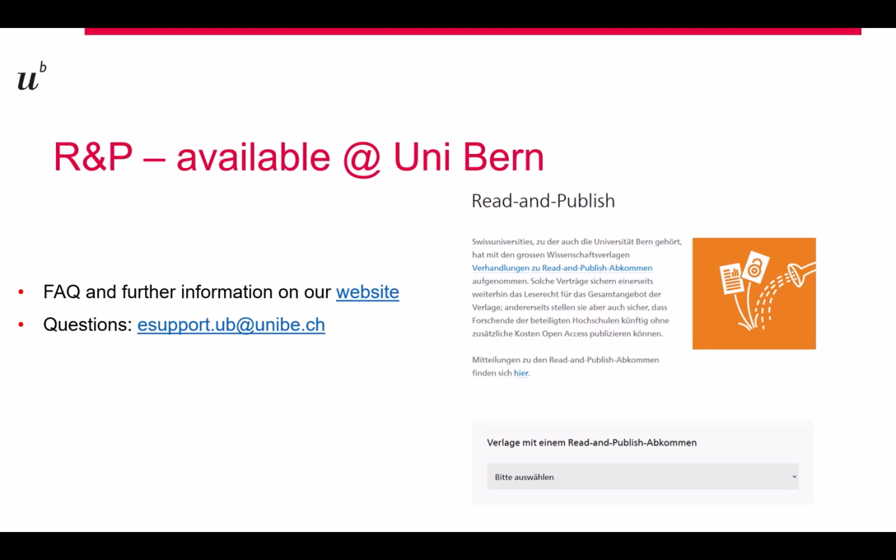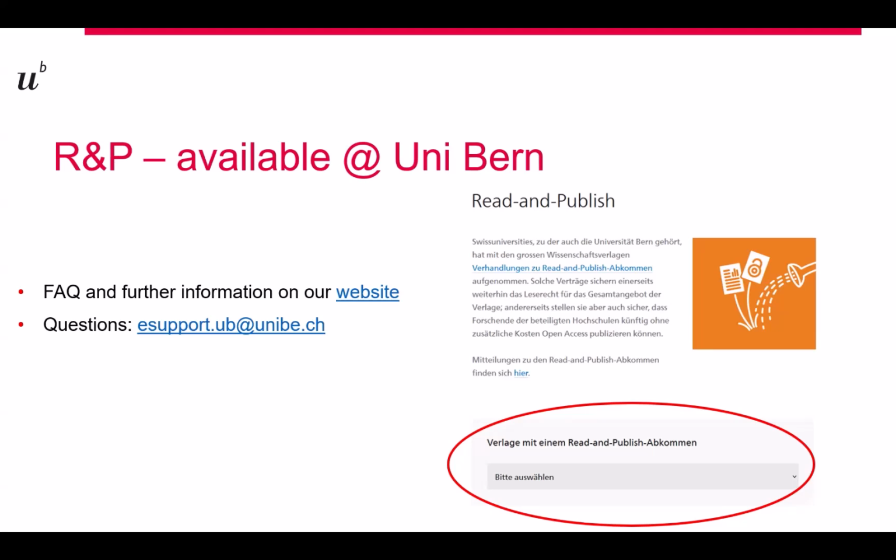If you go to this list, then you can choose the publisher you want to publish with, and you get all information about the journal list, quota, from when to when the agreement is valid, and so on. You also find on this site the email of the e-support team where you can ask all questions that are not answered on this site.